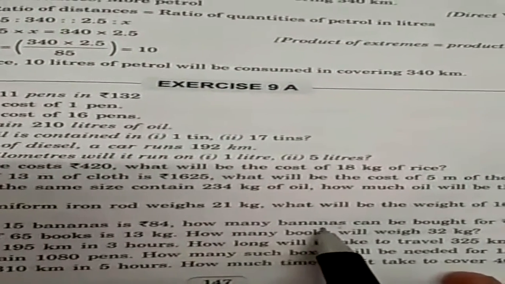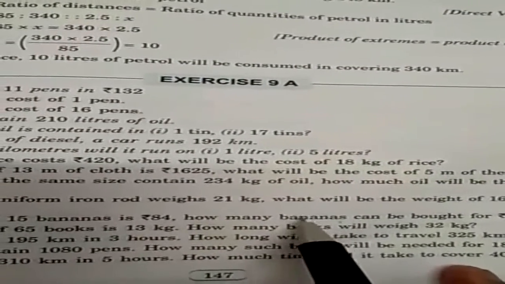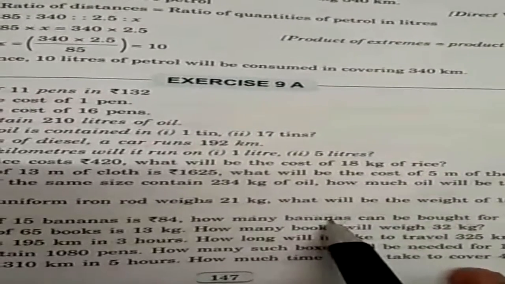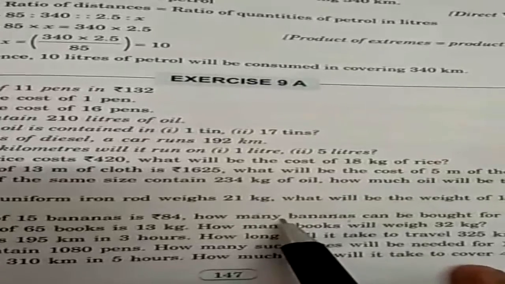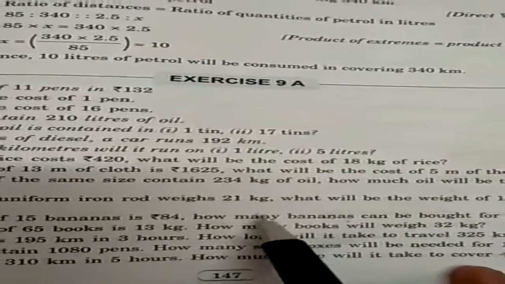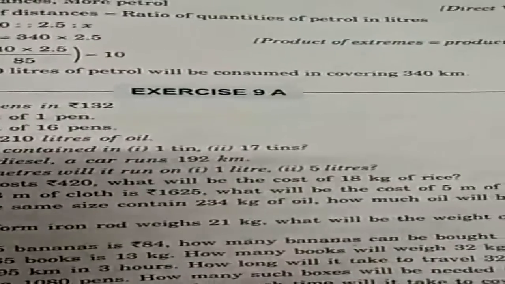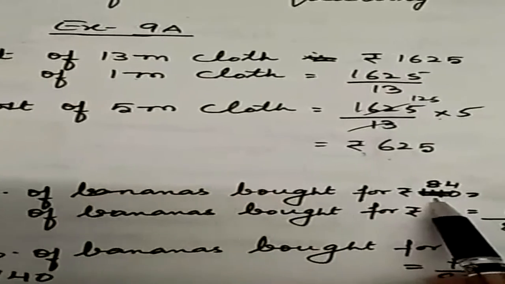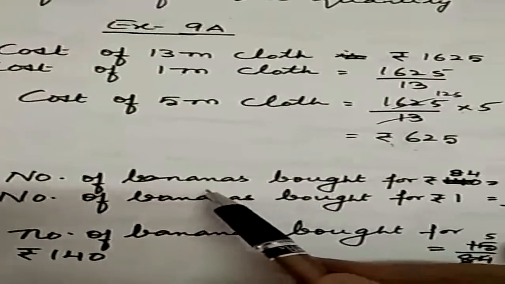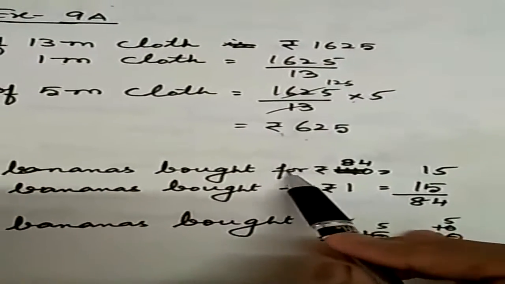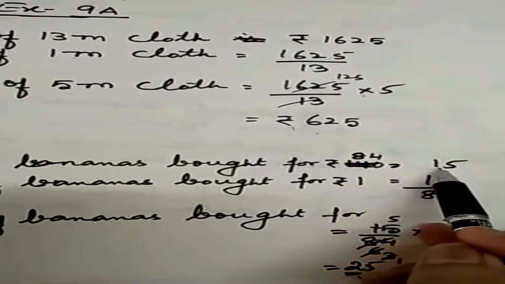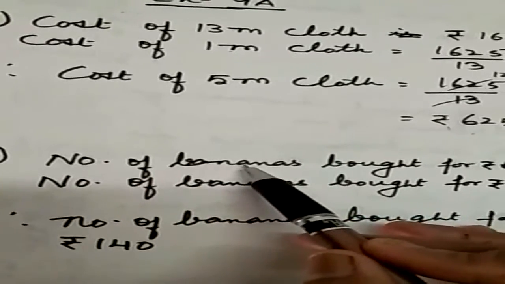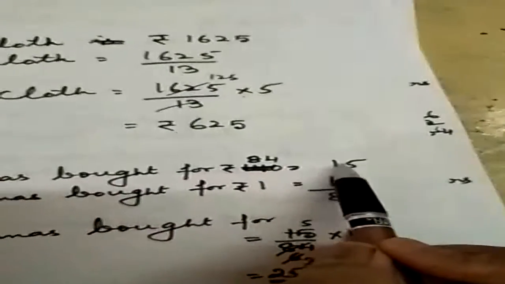So you will also start the statement from number of bananas, because here the question asked is how many bananas. You can count bananas, so it will start from number of bananas. Number of bananas bought for rupees 84. See the first statement: for rupees 84, how many bananas are bought? Equal to 15. See here, when you start the statement from number of bananas, this number of bananas should be written after the equal to.